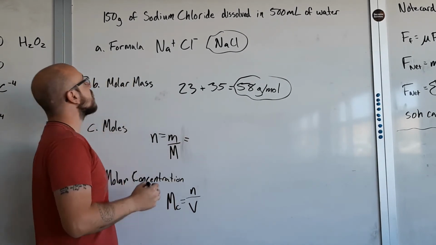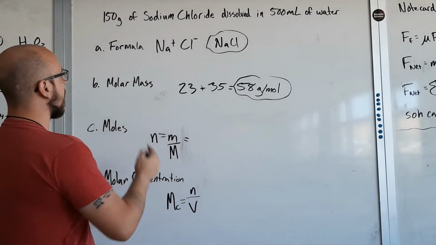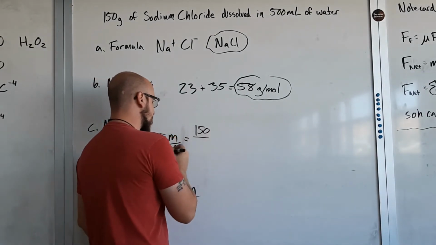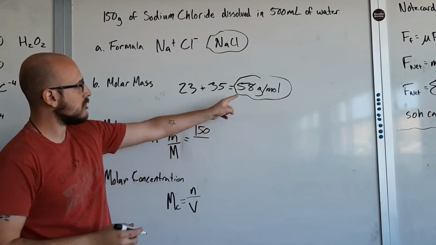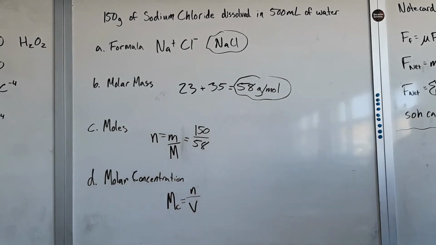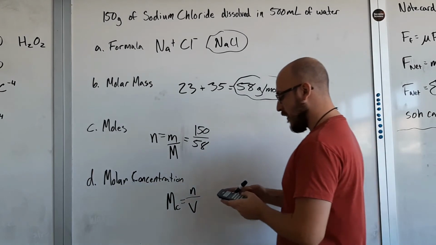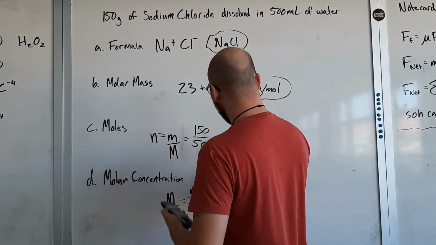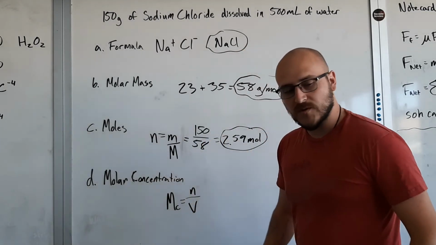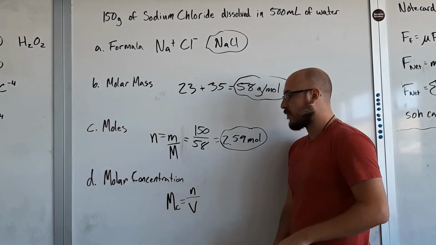We know what our mass is because it was told to us. We've got 150 grams, okay? So whenever you're looking at a lowercase m, you're looking at grams. That's what it's measured in. All right, so we're putting 150 where the mass was, and then our molar mass, well, we just found that. It's 58. So 150 divided by 58. I need a calculator. 150 divided by 58. Okay, so that means that we have 2.59 moles. Okay, so moles are really just describing how much stuff we have. Okay, so we have 2.59 moles.